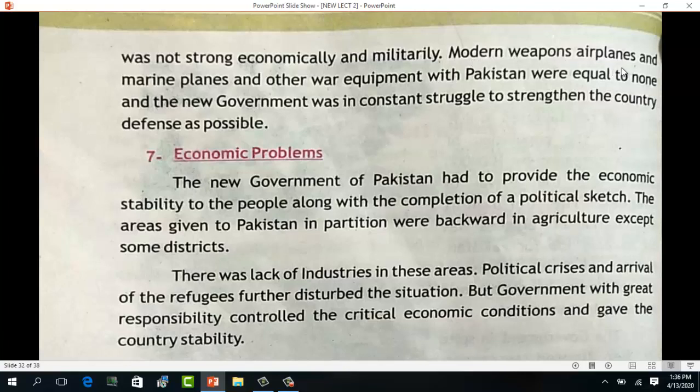Modern weapons, airplanes, and marine planes and other war equipment in Pakistan were equal to none, and the new government was in constant struggle to strengthen the country's defense as much as possible. Now moving toward economic problems.